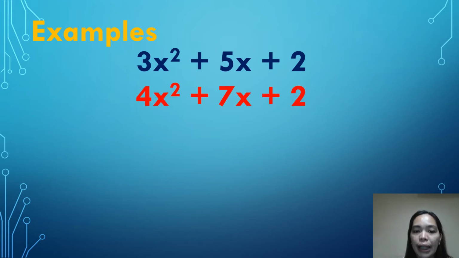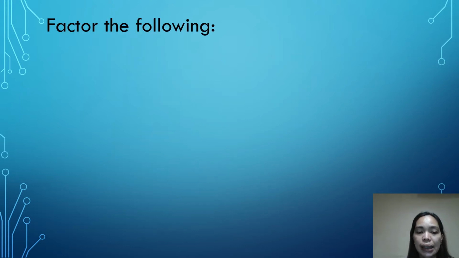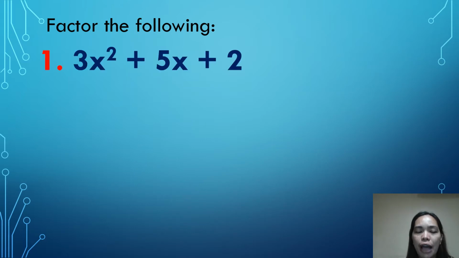Next is 4x squared plus 7x plus 2. The value of a is 4. 5x squared plus 8x plus 3. The value of a is 5. 6x squared plus 7x plus 2. The value of a is 6. And 6x squared plus x minus 2, where the value of a is 6. How are we going to factor the general trinomial where the value of a is greater than 1?